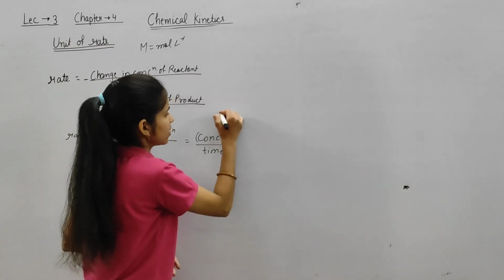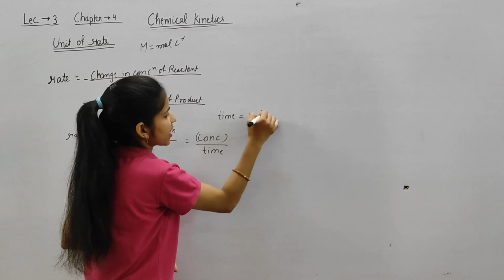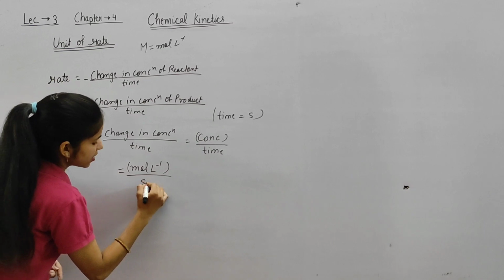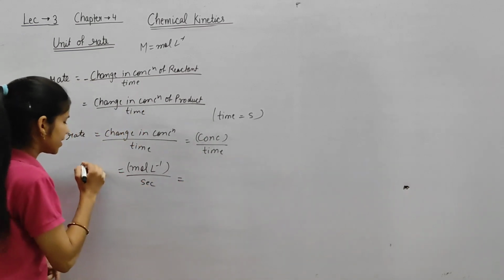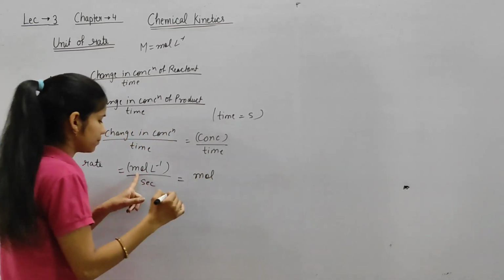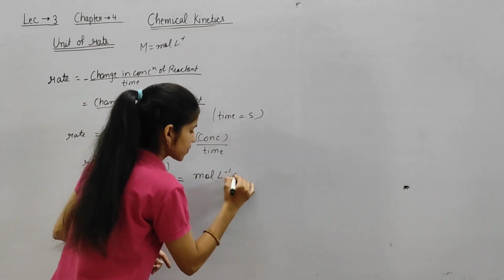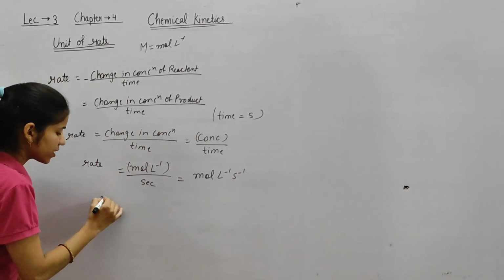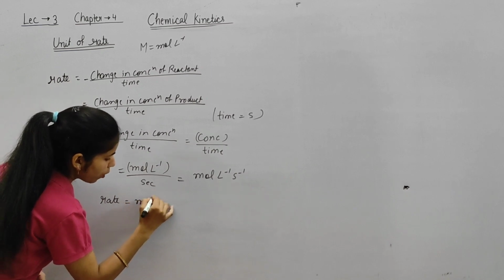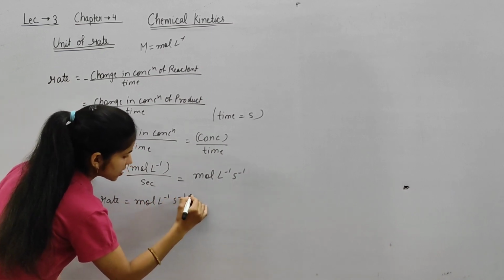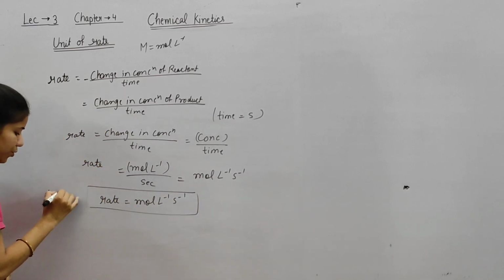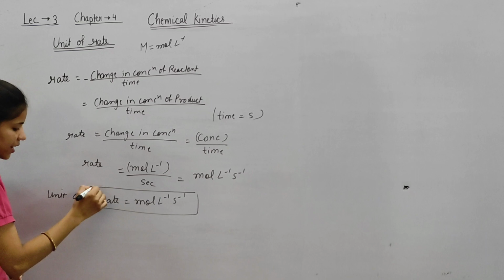Time in second, or in minute you can also take, but we are taking second here. So the unit of rate is mole per liter per second. So what is the unit of rate? Unit of rate is equal to mole per liter per second. So this is the unit of rate.